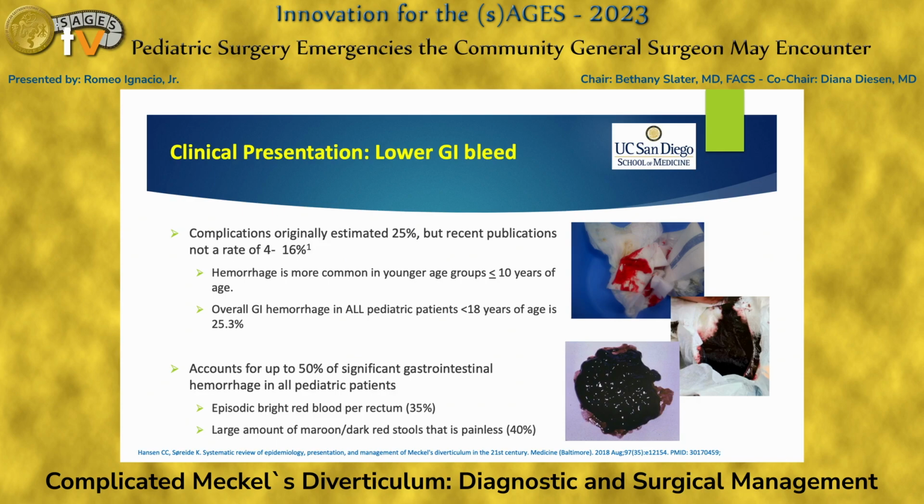So the most common thing you're going to see, especially in younger children, or more commonly seen, I should say, is a GI bleed in a young child, especially if they're less than age 10. Now, it depends upon the literature. If you say less than age 18, probably about 25% of those are going to develop a GI bleed. And that could be bright red blood per rectum, black tarry stools or maroon colored stools. It just depends upon where the complication is and how it's presenting itself.